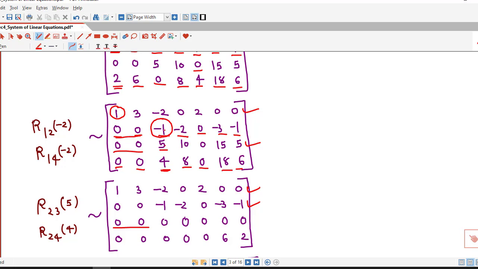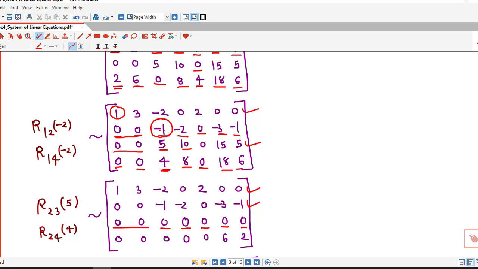-1 into 5 which is -5 plus 5, so we obtain 0. -2 into 5 which is -10 plus 10, so we obtain 0. Here both are 0, so 0. -3 into 5 which is -15 plus 15, 0. -1 into 5 which is -5 plus 5, so we obtain 0.